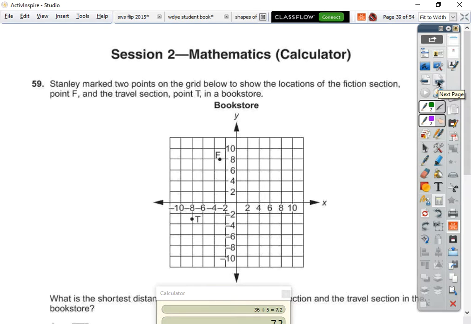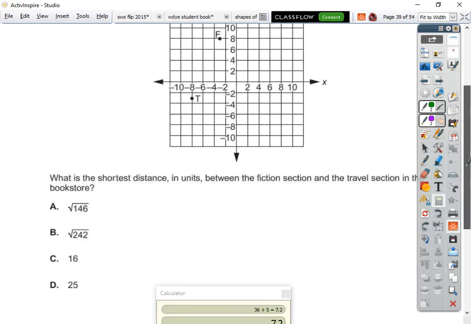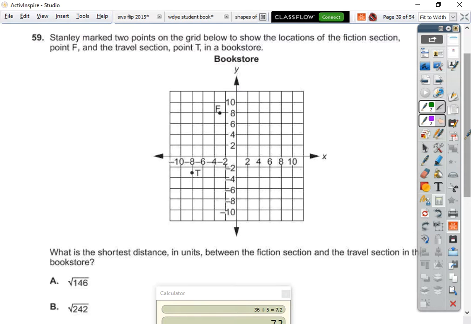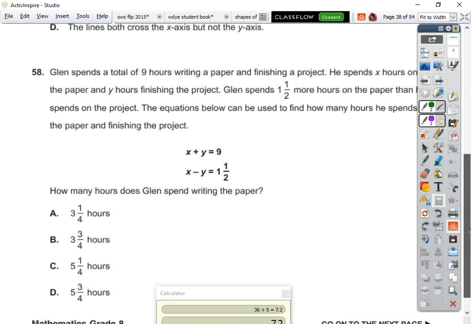All right. Oh, I skipped a problem. We don't want that. What is the shortest distance in units between the fiction section and the travel section in the bookstore? Oh, we have a graph. I feel like I skipped one. Oh, we did. 58.